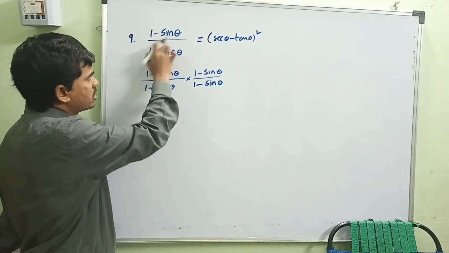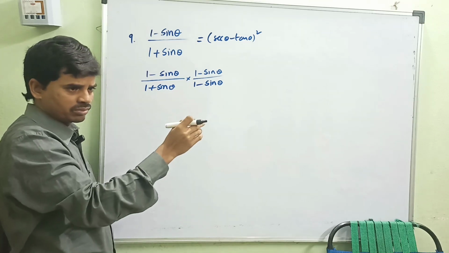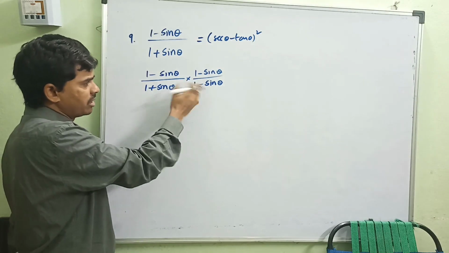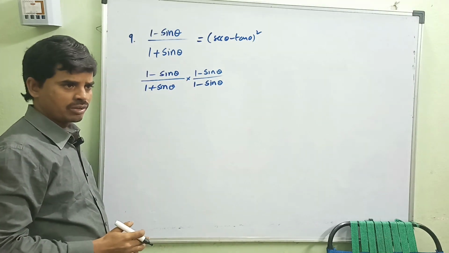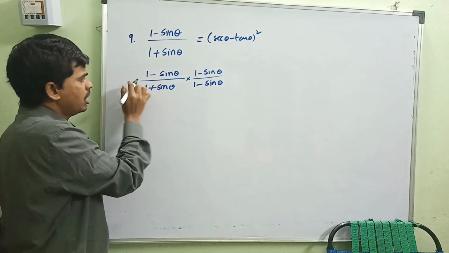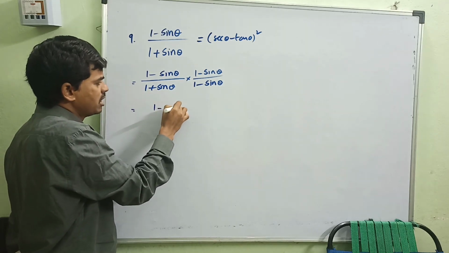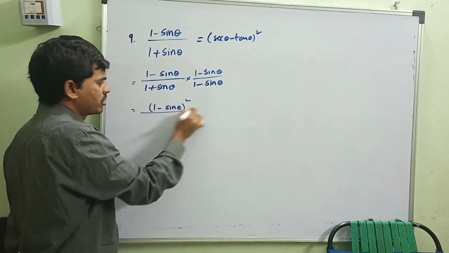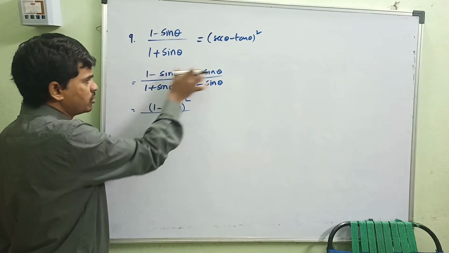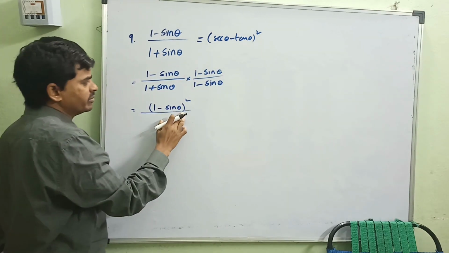Suppose here it is 1 minus cos theta by 1 plus cos theta, like that as well. So when the terms are the same and only the signs are opposite, we should take a rationalizing factor, the opposite sign of the denominator, on both sides. 1 minus sin theta into 1 minus sin theta, we can write as 1 minus sin theta whole square, because like a into a is a square, the two terms are 1 minus sin theta and 1 minus sin theta.